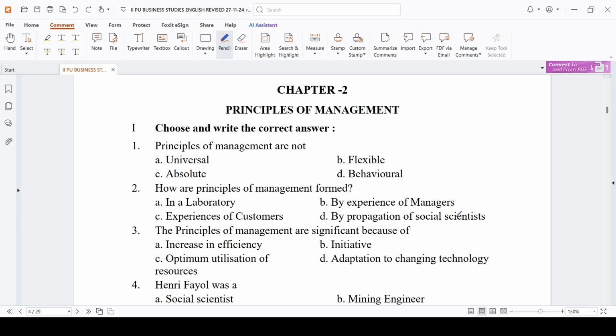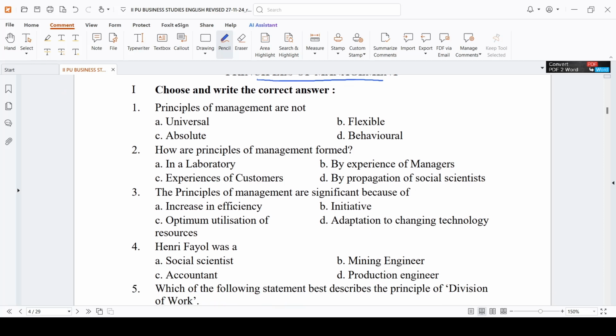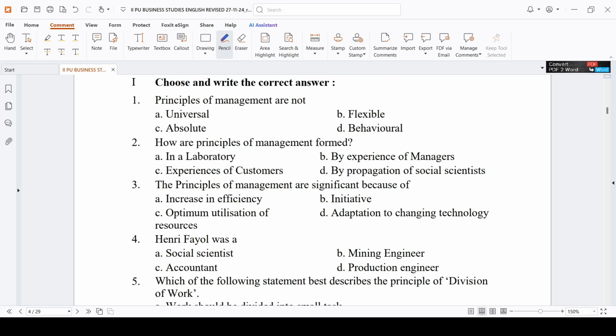As soon as I complete these 1 mark questions, I'll move on to your accountancy, because apart from that I hope there is not much to discuss in your business studies. Now we'll move on to chapter 2, principles of management. Whatever I am discussing here is totally the question bank given by your PU department, because we are expecting all the questions to come from this question bank only. So let us discuss this.